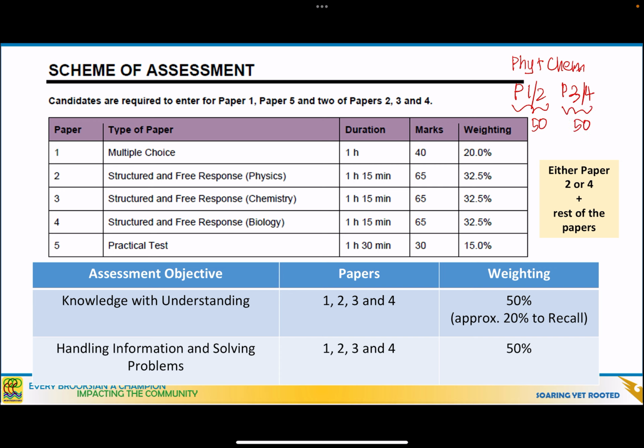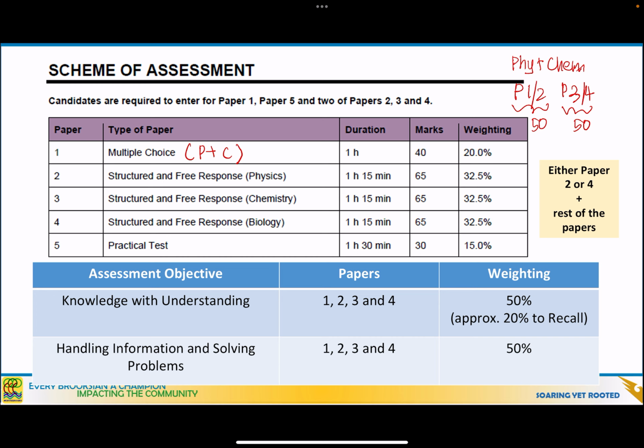This year in Sec 5, you still take 4 papers, but the number of marks will increase quite a bit. So you have a paper 1, which is multiple choice. But in this multiple choice, let's say you are a physics chem student, you will have both physics and chemistry questions inside. So then you're wondering, how does it work?